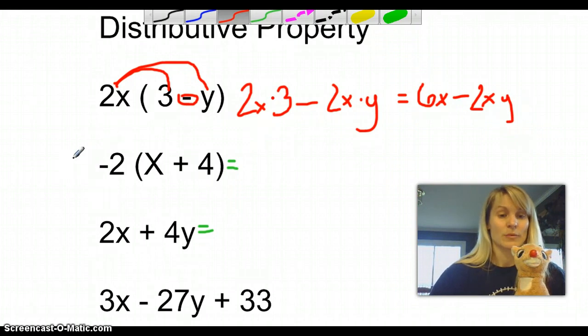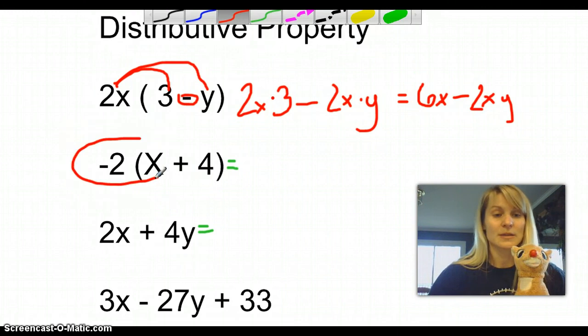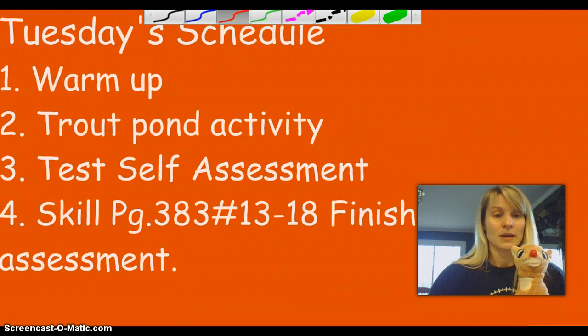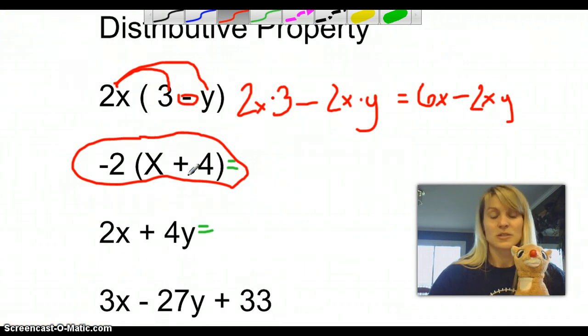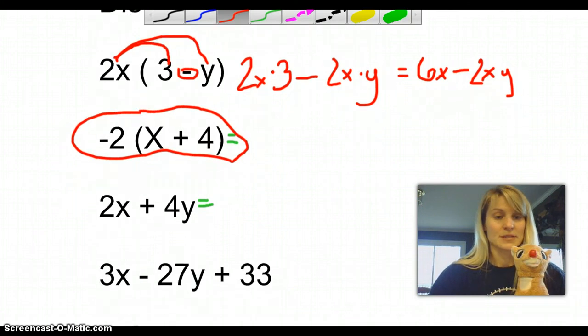I'd like you to do this problem on your homework page tonight. Write that down. You do it right on the skills page. Your homework is going to be on page 383. So write this down somewhere on page 383 and solve it. And so you might want to pause that and do that.